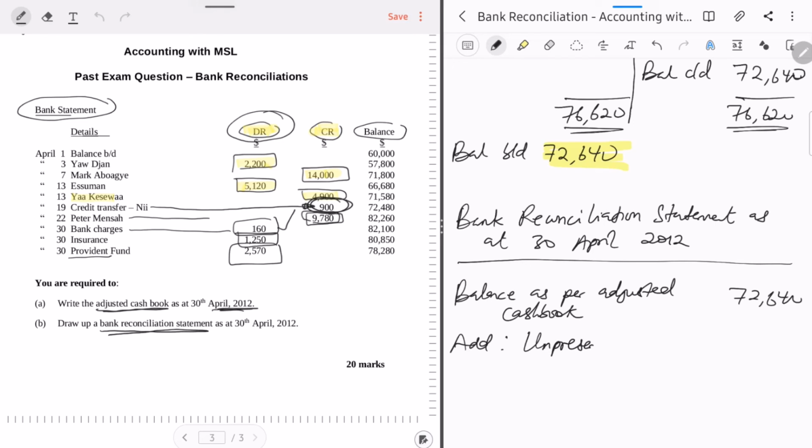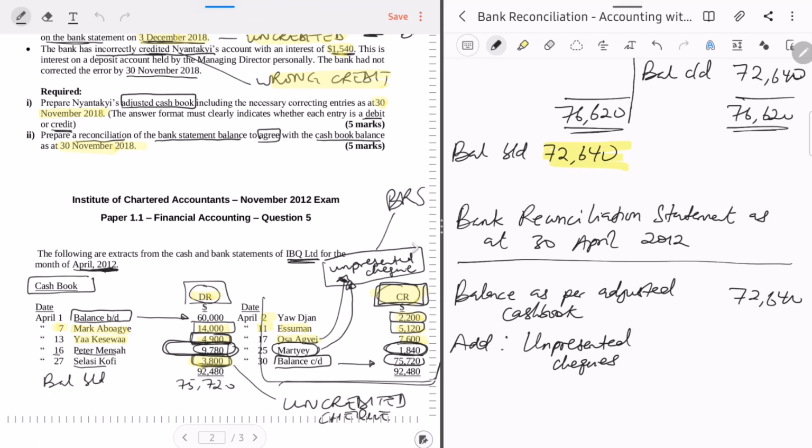Then what do you do? You add on presented checks. Let's come to the question. I think we highlighted them. Good, right here. Can you see? Unpresented checks. We had two. We had Osai J, this one, which was 7,600, and Mate, which is what? 1,840. So we add 7,600 plus 1,840 gives me 9,440.